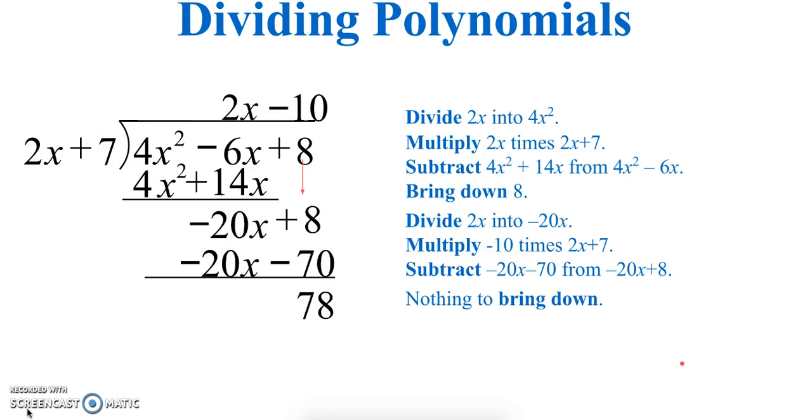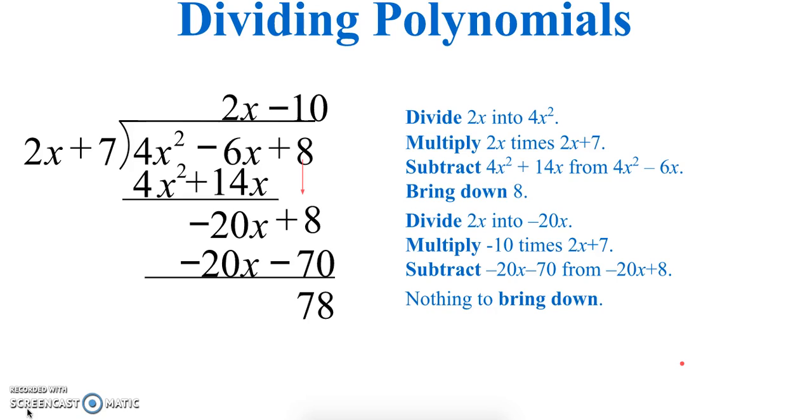In this problem, so you don't have to see every step, we'll just go through it again. Here again, we are looking at the x's, and so you take that 2x and you divide it by 4x squared. You get a 2x, you do your math, so you multiply, you subtract, you bring down the 8. You do the same process, you take the 2x and you divide it by a negative 20x, which is a negative 10. You multiply, you subtract, and you see that you have a 78 remainder, but there's nothing left to bring down.